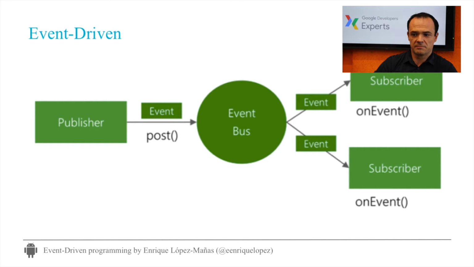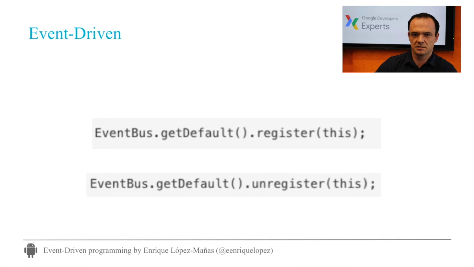When we are working with an event bus, we need first to register it and obviously to unregister it to avoid memory leaks when we do not require to use it. This is very easy, as we can see in the following line. We just need to call the methods register or unregister and pass the context as a parameter.